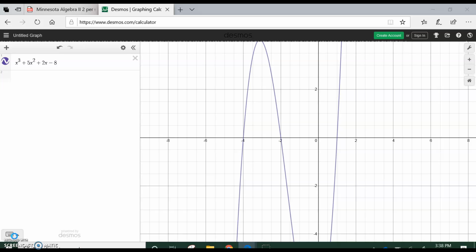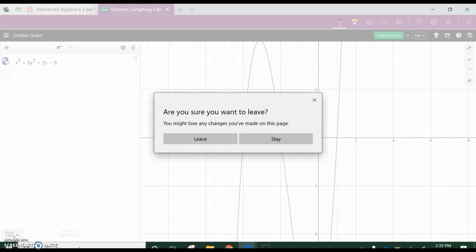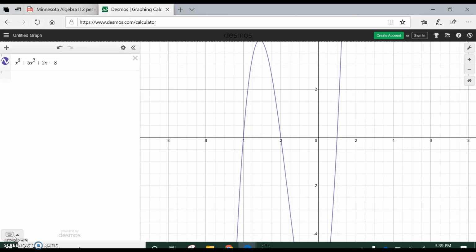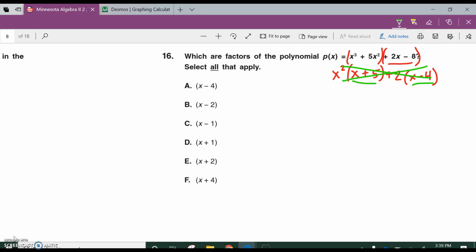Okay, so you see that it crosses at -4. Okay, so that means that our factor is actually going to be the opposite of that. So if it crosses at -4, again, -4, then my factor is going to be x plus 4. It's going to be opposite. Okay, so there we go.